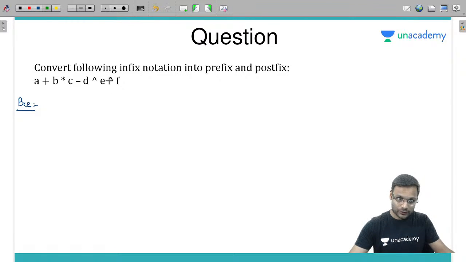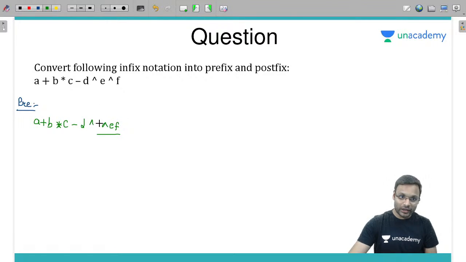So first of all, E exponent F in prefix. How do you write? Exponent EF. Remaining expression as it is: A plus B star C minus D exponent this. Now another exponent is to be solved next. Why? Just because among plus, star, minus and exponent, exponent has the highest precedence.